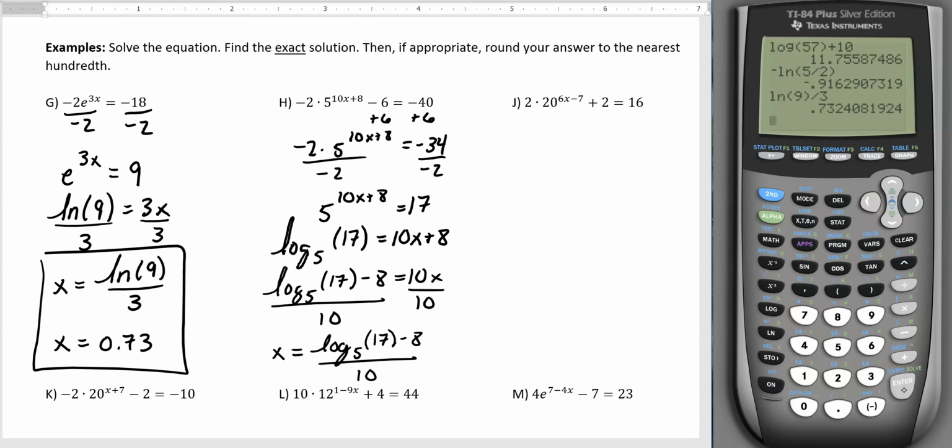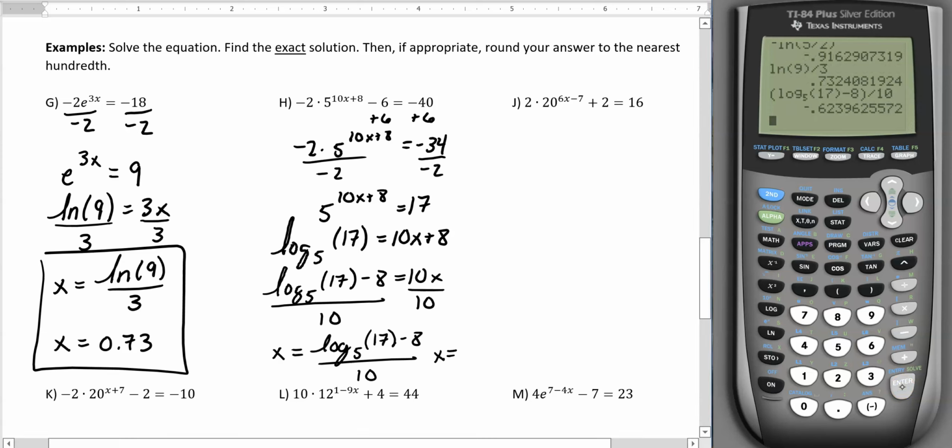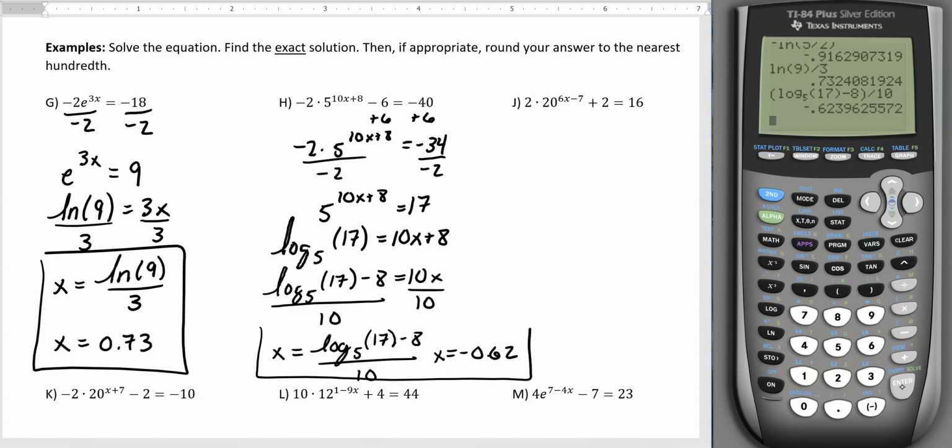There's our exact value. Now putting this in the calculator can be a little tricky here. So what I'm going to do, I'm going to throw parentheses around my numerator. So I will have log base 5 of 17, then minus 8, and then close that parentheses to make sure it gets the numerator all done first, and then divide that value by 10. When I do that, I get negative 0.62. So x equals negative 0.62. And there would be my exact value and my rounded value.